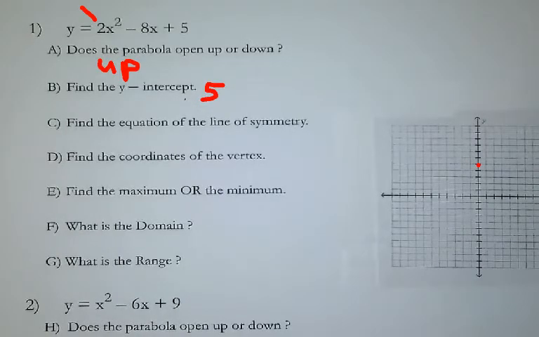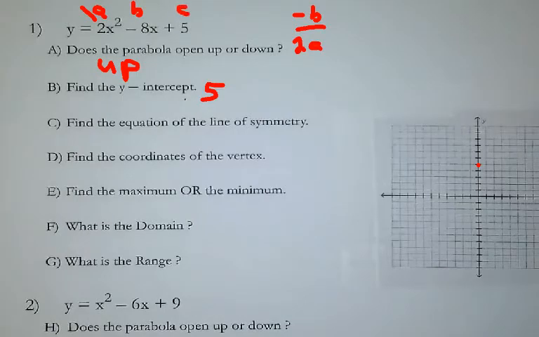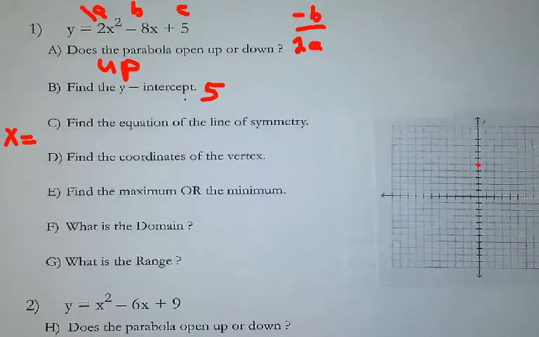Now the equation of the line of symmetry, that's where you had to do the opposite of b divided by 2a. Now if you remember, this number in front is a, this number in the middle is b, and this number at the end is c. So if I'm going to find the equation of the line of symmetry, I'm going to say x equals, and then I'm going to say the opposite of the b number. Now look, the b number is -8. So the opposite of -8 is +8.